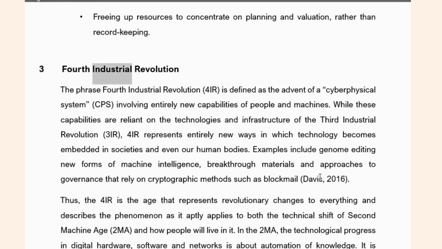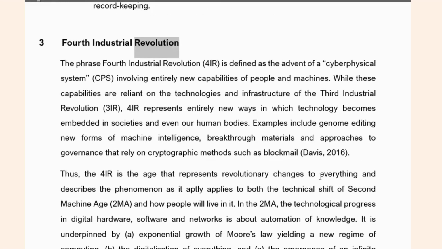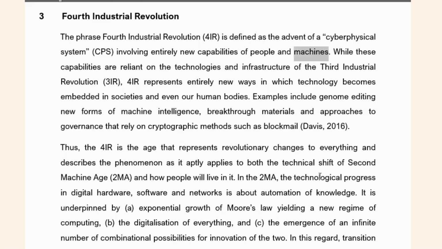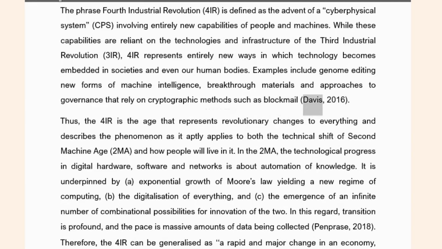3. Fourth Industrial Revolution. The phrase Fourth Industrial Revolution, 4IR, is defined as the advent of a cyber-physical system, CPS, involving entirely new capabilities of people and machines. While these capabilities are reliant on the technologies and infrastructure of the Third Industrial Revolution, 3IR, 4IR represents entirely new ways in which technology becomes embedded in societies and even our human bodies. Examples include genome editing, new forms of machine intelligence, breakthrough materials, and approaches to governance that rely on cryptographic methods such as blockchain. Davis, 2016.